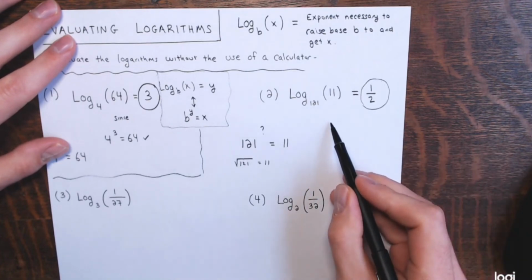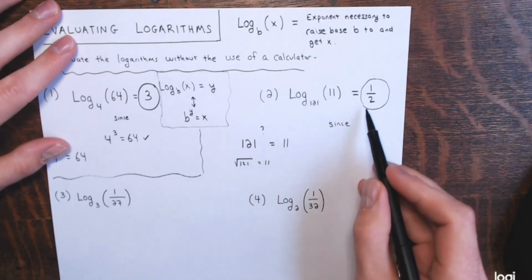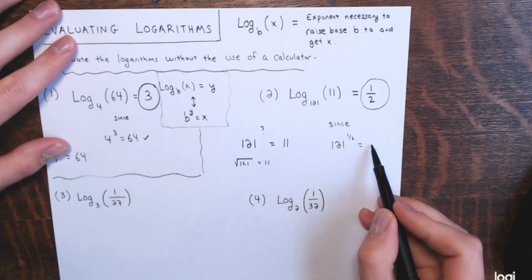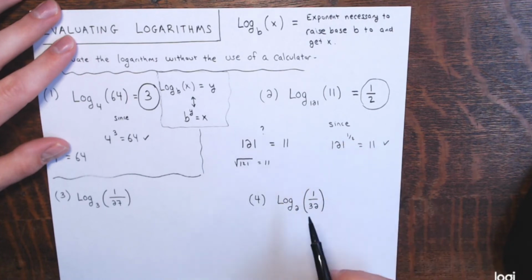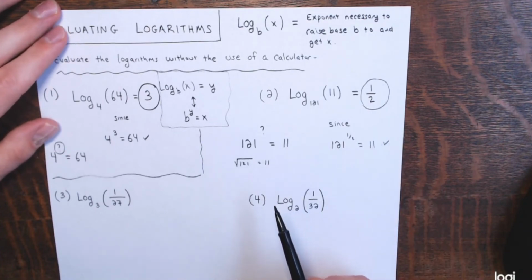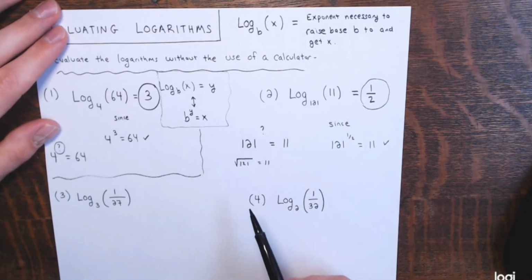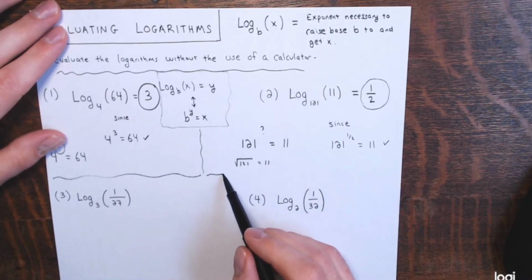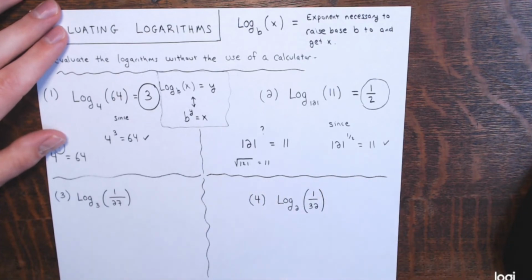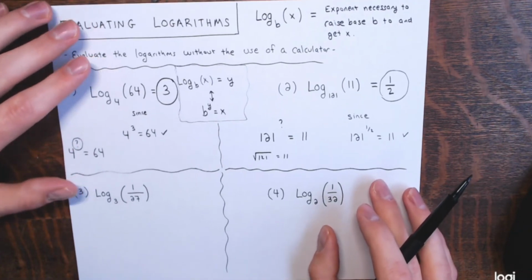Again, change it to exponential form and see if it's true. 121 to the 1/2 power is indeed 11. That checks out. So 1/2 is the correct value of this logarithm. So again, logarithms are exponents. I'll say that a lot. Logarithms should be equal to the exponent that you raise the base to, to get the input.